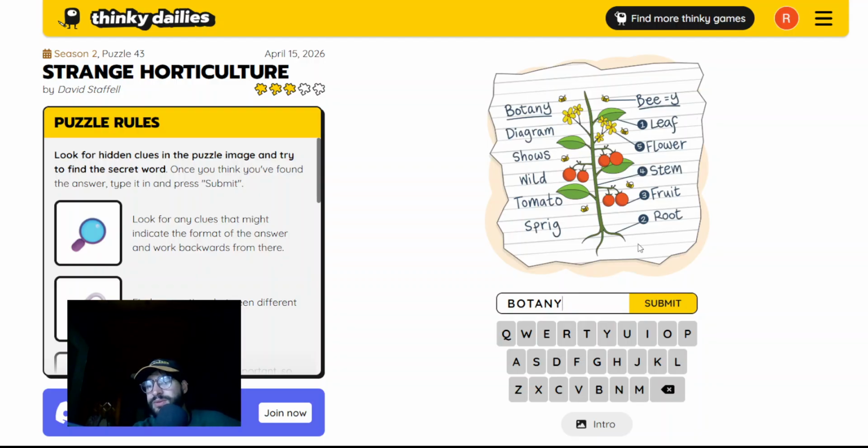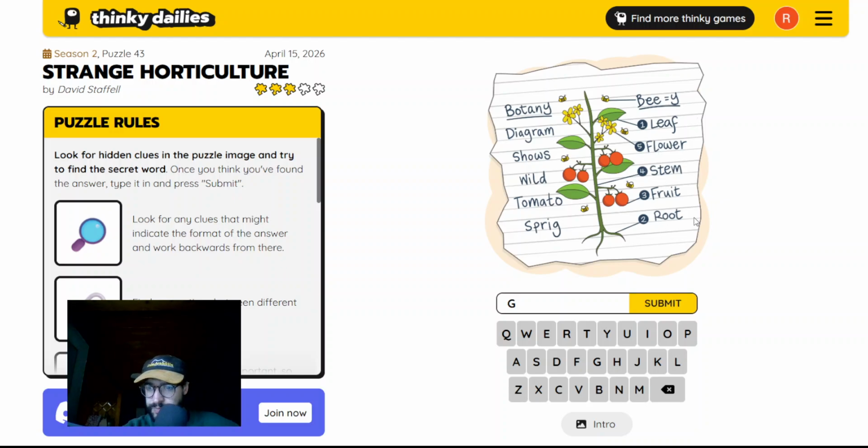Oh, okay. Let's try something. So maybe B matches with this one. And then leaf matches with this one. And then flower matches with this one. So there are 6 B's, that's a Y. Now leaf, there are 4 leaves. That means that we want to use the G there.